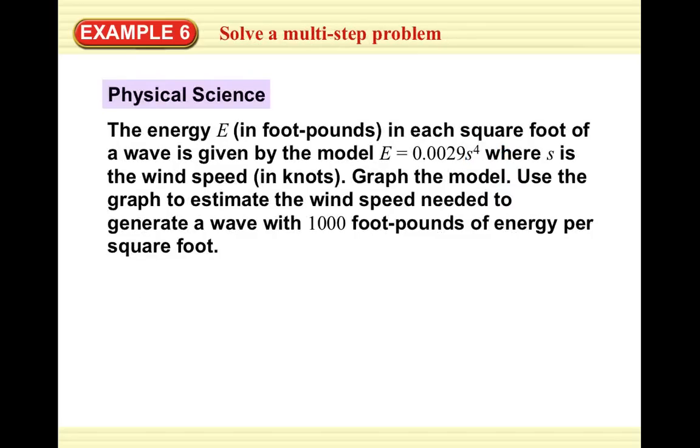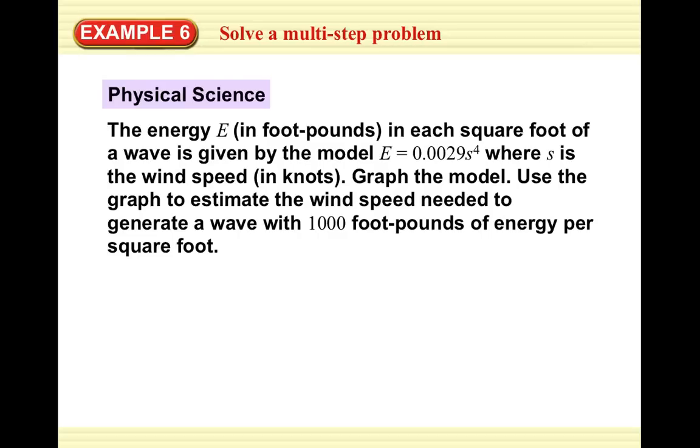All right, let's take a look at a word problem and see how we would use our polynomial functions in a word problem. So the energy E in foot-pounds in each square foot of a wave is given by the model E is equal to 0.0029 s to the fourth, where s is the wind speed in knots. Graph the model. Use the graph to estimate the wind speed needed to generate a wave with 1,000 foot-pounds of energy per square foot.